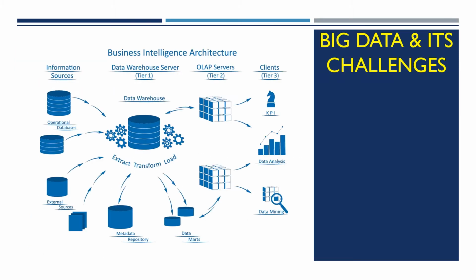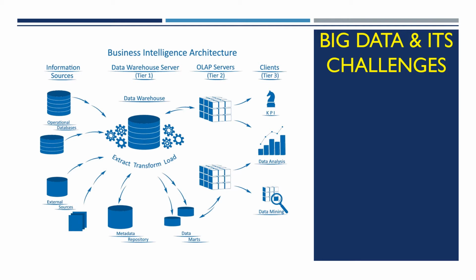So let's take a look at big data and its challenges. In this picture, we have the business intelligence architecture laid out. As you can see, there's a variety of information sources, operational databases, and external sources that all of our raw, unstructured data is coming from.